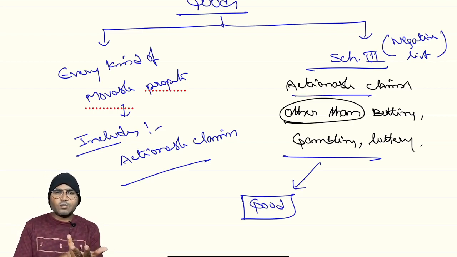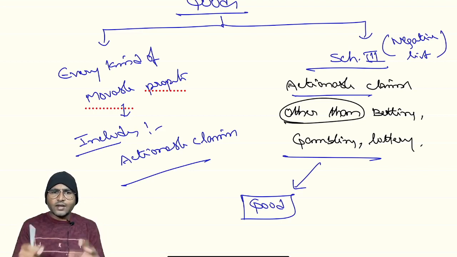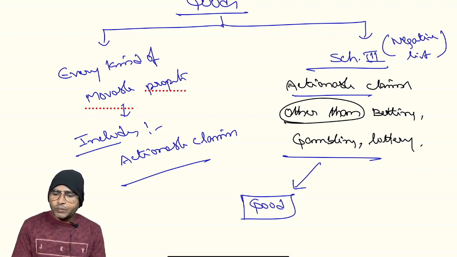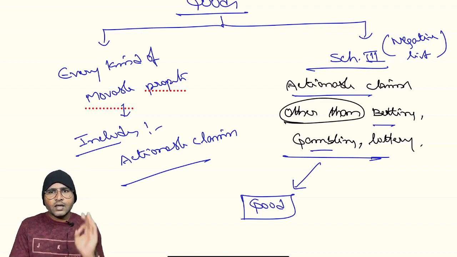Suppose you are presenting a promissory note, bill of exchange, check, or claims to unsecured debt. Claims to unsecured debt are neither a supply of goods nor a supply of services. It is not a supply, so no GST. But betting, gambling and lottery, these three things are excluded from Schedule 3. Thereby these three things will become goods. Are you clear? This is the earlier provision.